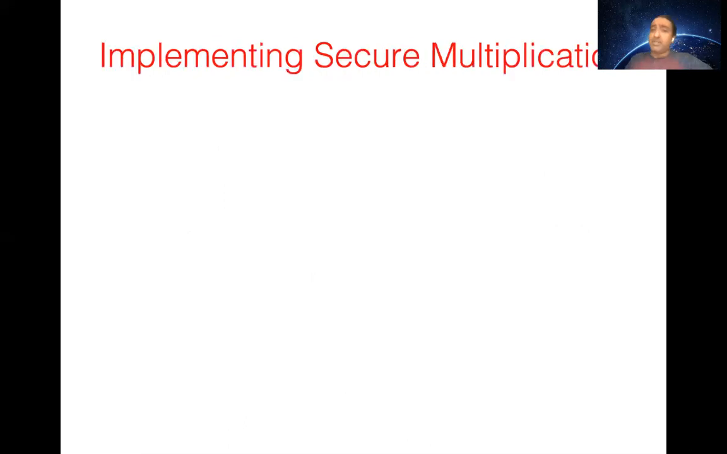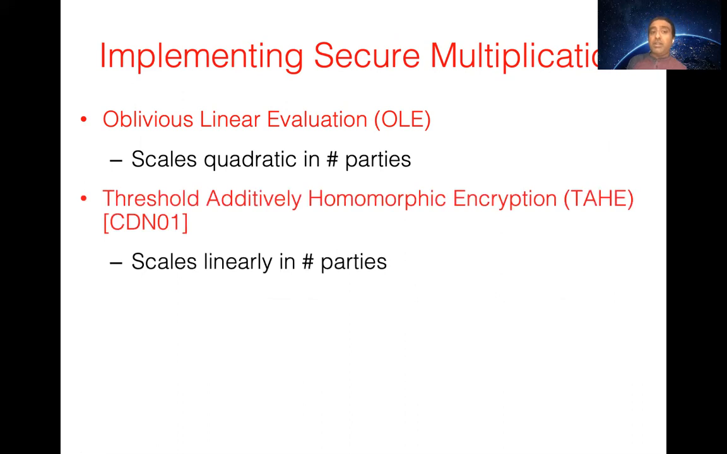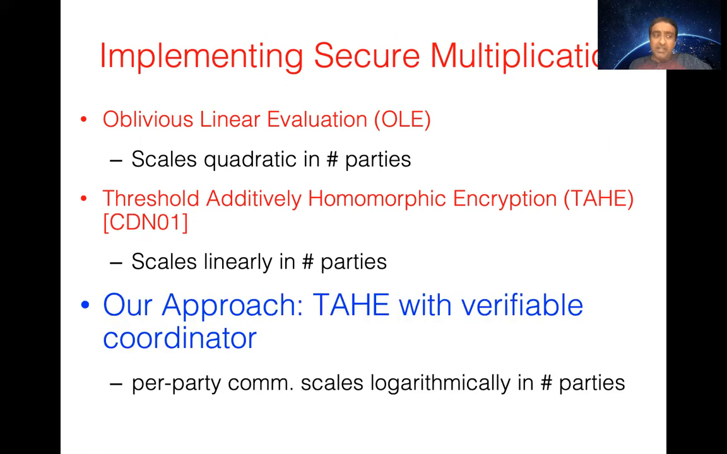So how does one implement secure multiplication functionality? Well, you can reduce it to OLE, which is a 2-party functionality. But the main drawback of reducing it to OLE is that then your protocol is going to scale quadratically because every pair of parties need to use this. A better alternative is to use the threshold additively homomorphic encryption, which actually scales linearly in the number of parties. We're going to use the threshold additively homomorphic encryption, but with a twist.